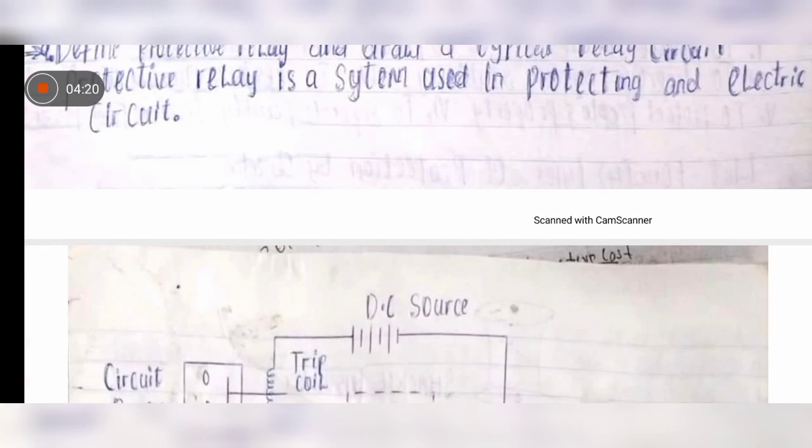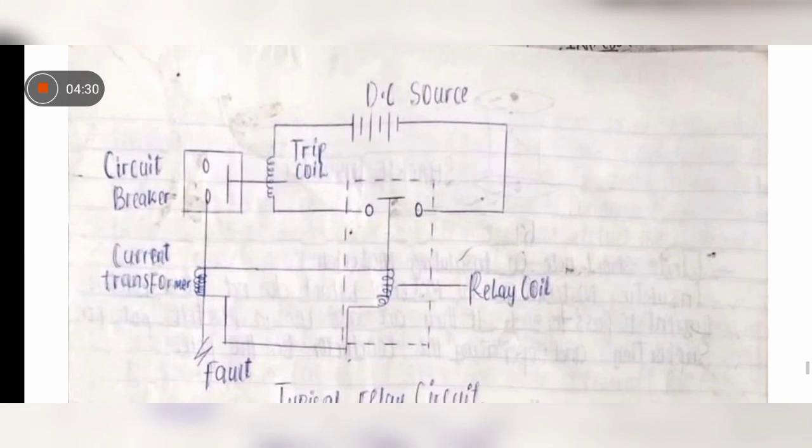Define protective relay and draw a typical relay circuit. Protective relay is a system used in protecting an electric circuit. Okay, this is how a typical relay circuit looks.